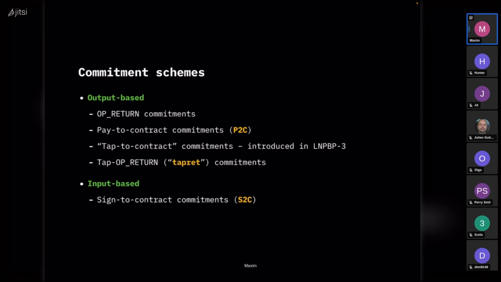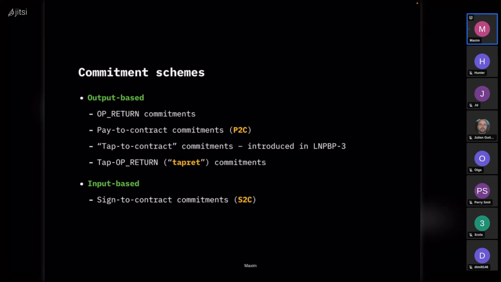And there is only a single type of input-based commitment, which are based on sign-to-contract commitments. Again, I won't be going into details explaining how sign-to-contract or pay-to-contract works, because we wouldn't have time to discuss the rest of the story. That's why I said that this call will be quite technical, and it requires certain knowledge of these protocols already.